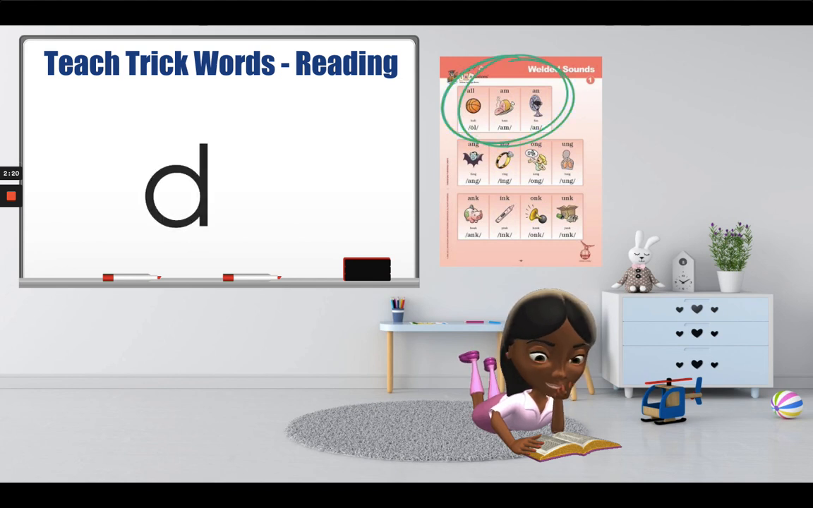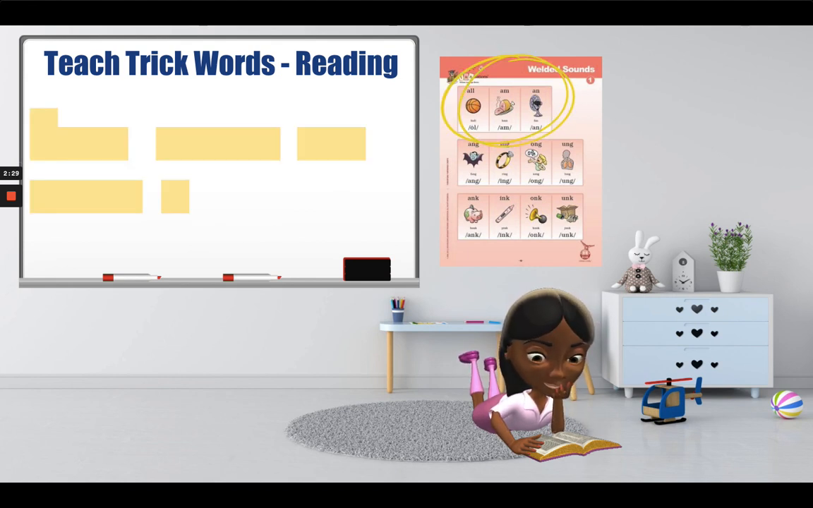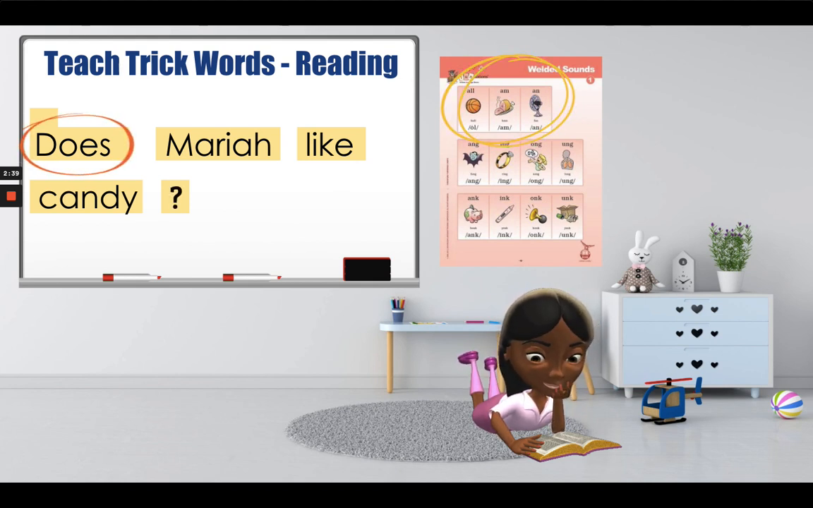So I'm going to use a question mark at the end of my sentence. Let's review the trick word one more time. D-O. What does that spell? You got it. Do. Are you ready for another trick word? Does Mariah like candy? Now I'm going to circle the trick word. I'm going to read the sentence one more time and I'd like to see if you can read the trick word. Does Mariah like candy? Do you know what the trick word is?